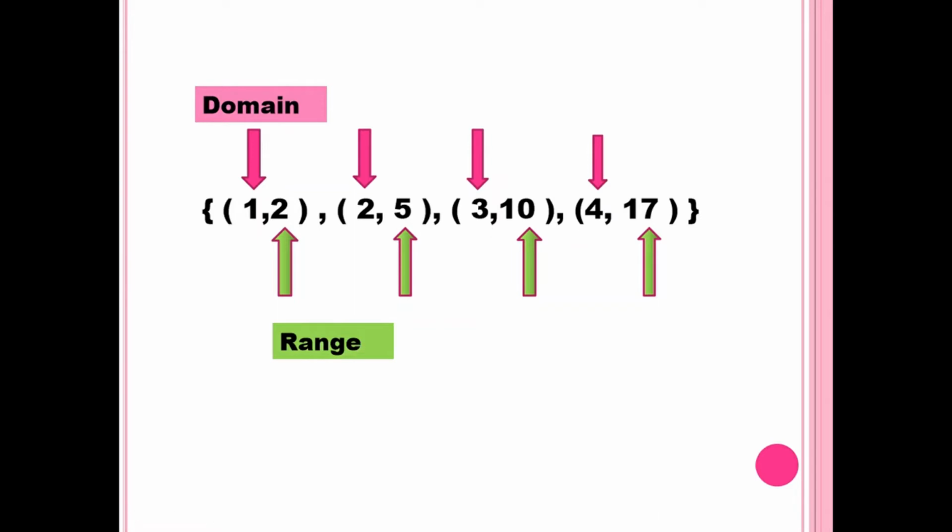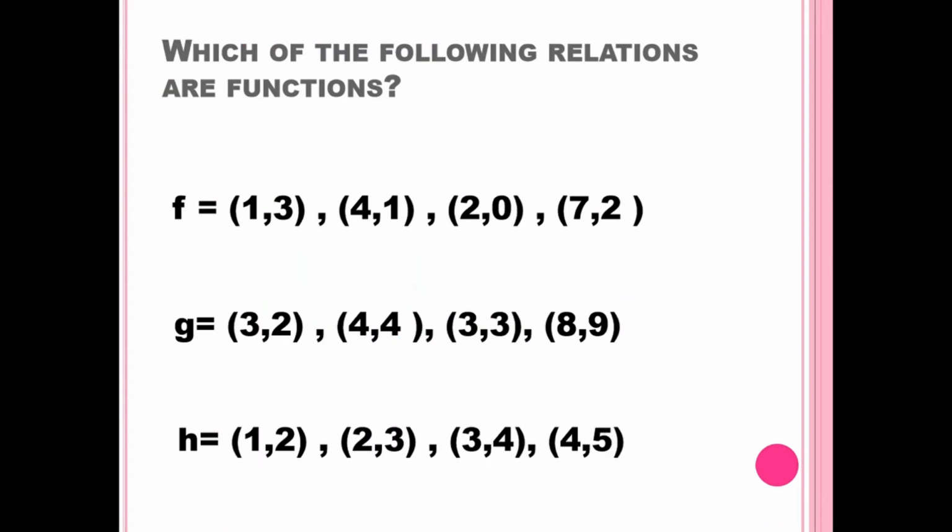Focus your eyes on the green arrows below. The numbers being pointed by the green arrows are our range or our outputs. The 2, the 5, the 10, and 17 are our range or output. Which of the following relations are functions?